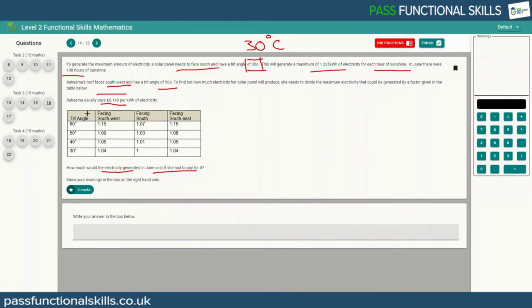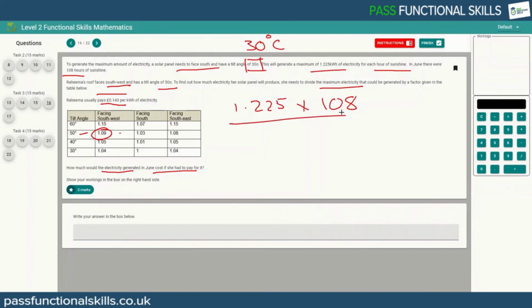So to find the factor, all we have to do is read off the table. So from the information given in the question, it's a tilt angle of 50 degrees and facing southwest. So this is the reduction factor that we'll have to use later on. Now, to find the maximum possible electricity that could be produced by the solar panel, we're going to do a calculation of 1.225 kilowatt hours times 108. So this calculation would give you the maximum possible energy produced by a solar panel if it was south facing and at a tilt angle of 30 degrees.